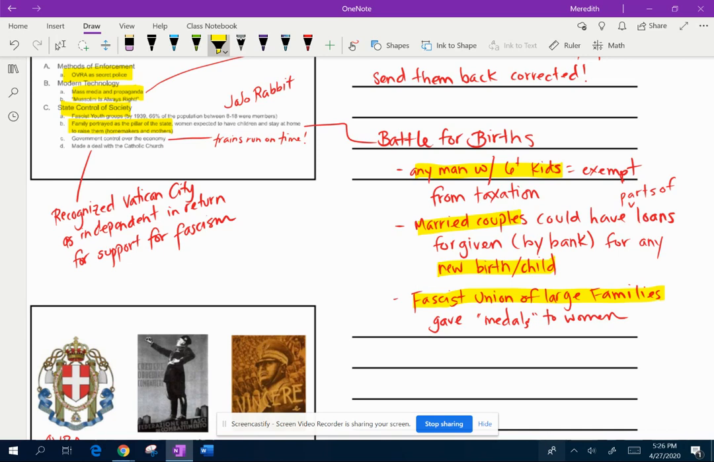So something else that Mussolini does, your book doesn't really go over it, but he brags that he makes the trains run on time in Italy, which is actually a very hard thing to do. And then he also is going to make a deal with the Catholic Church. Your textbook actually goes into detail about this, so make sure you're paying attention and reading it, where he recognizes Vatican City as an independent state, right? They're independent of the Italian government. They're actually their own country. And in return, he asks that the Catholics support fascism. And so this is an actual agreement that they make.